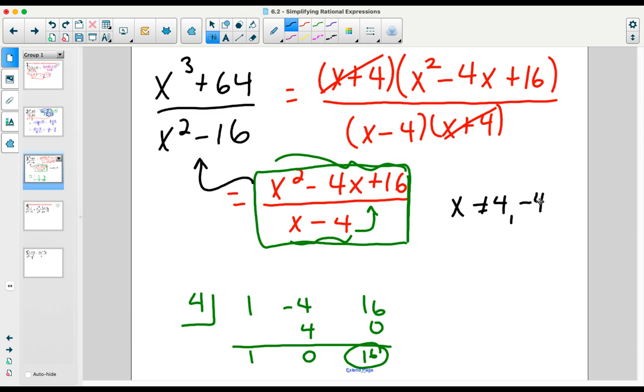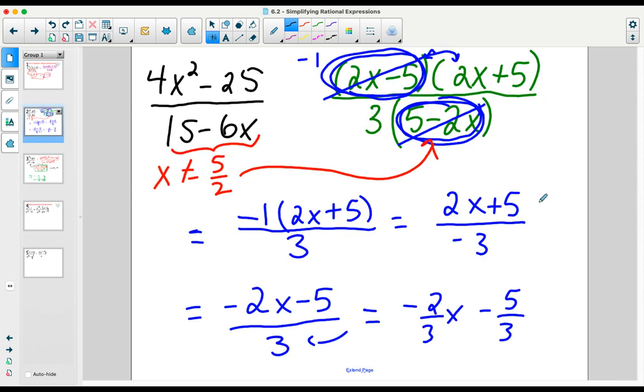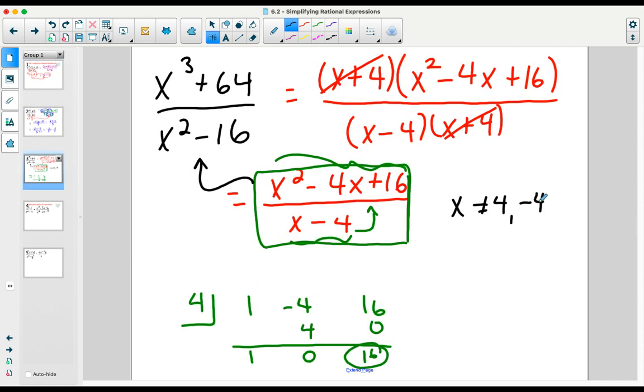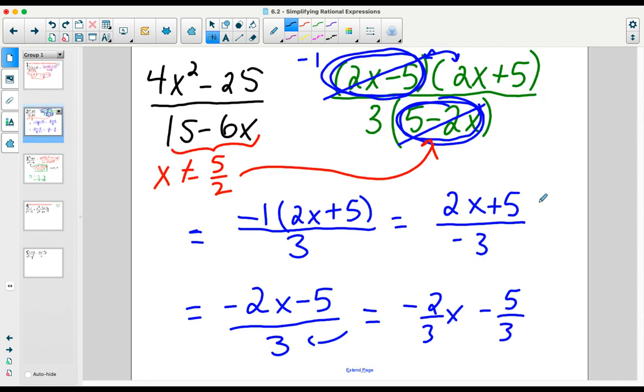So what are our big takeaways from factoring rational expressions and simplifying them? Well, we want to make sure that we're always factoring our numerators and denominators. We want to make sure we're simplifying based on identical factors. In this example, it was x plus 2, and in this example, it was x plus 4. If we don't have identical factors, we want to look for opposites. So in this example, we had 2x minus 5 and 5 minus 2x. We looked for the opposites and we simplified those.